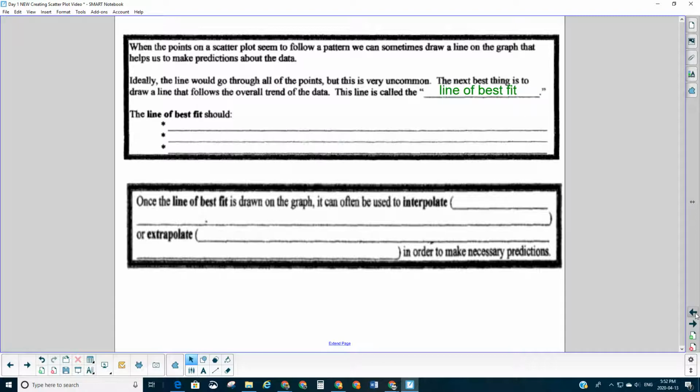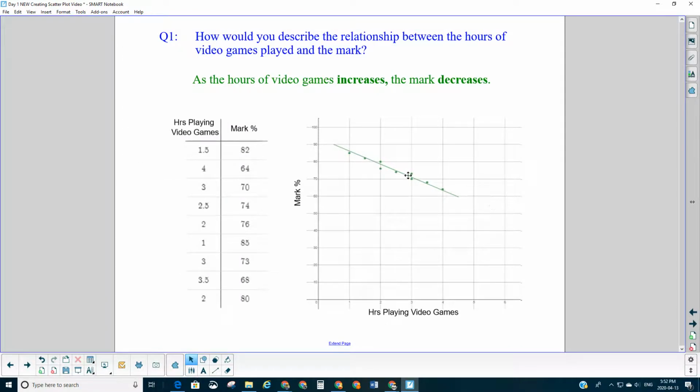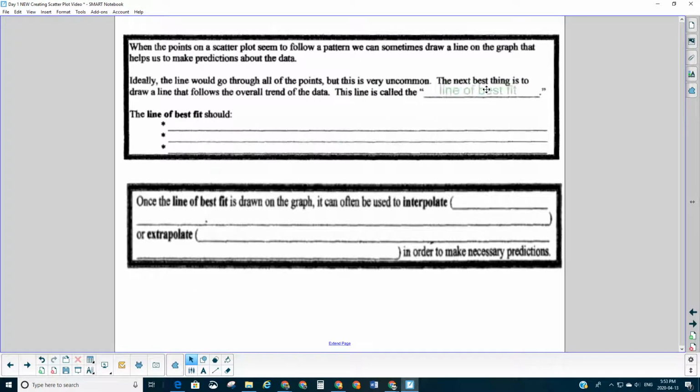If we go back and look at ours, we see that this is a very good representation of it. If the dots are spread really far apart, it's a bad representation, or it's difficult to get a pattern. But this seems to be a very good, tight pattern. So this is called a line of best fit.